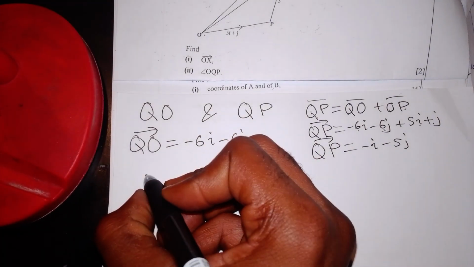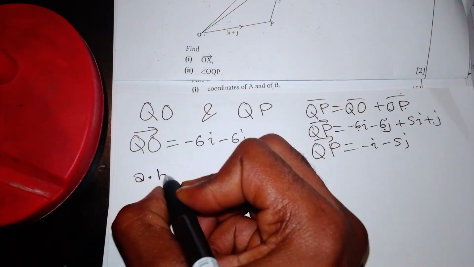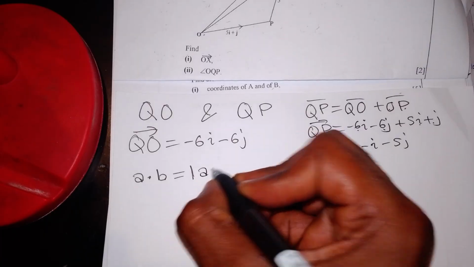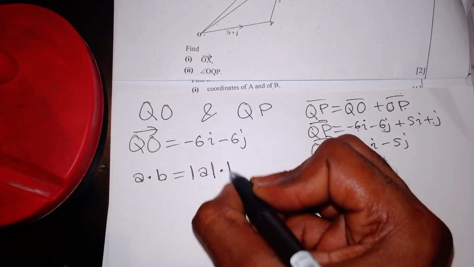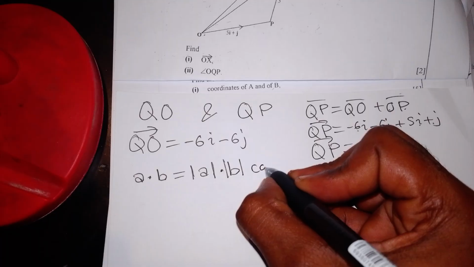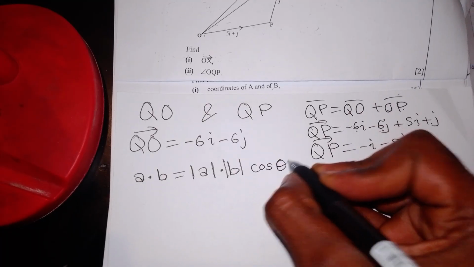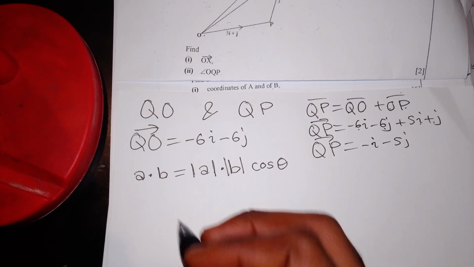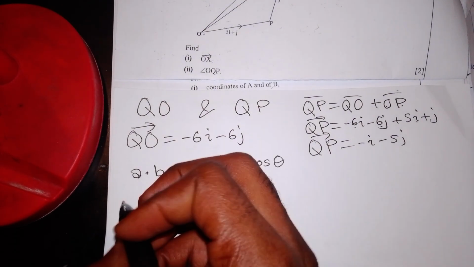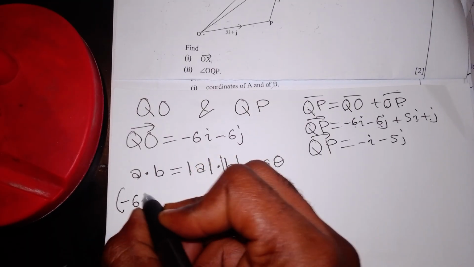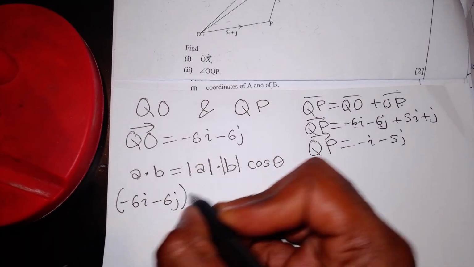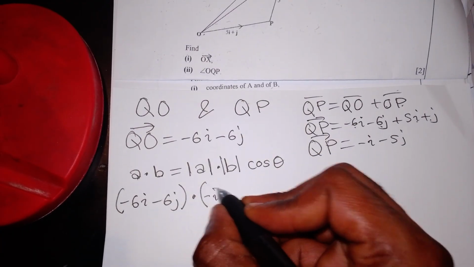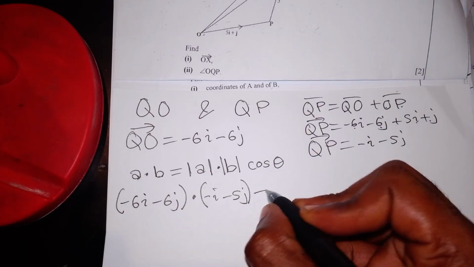And then now you can find your angle. To find your angle, you can use the fact that the dot product between vector A and B is given by the magnitude of A by the magnitude of B multiplied by cos theta, where theta is the angle between A and B. So now we can take this as our A. It doesn't really matter which one you take as your A. And then our B will be minus i minus 5j.